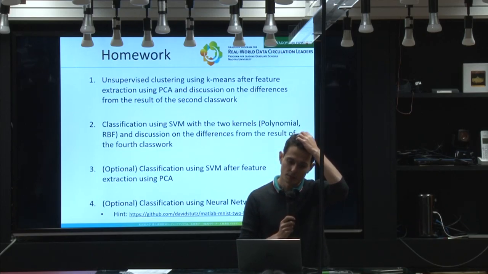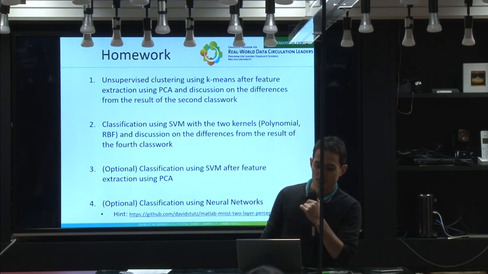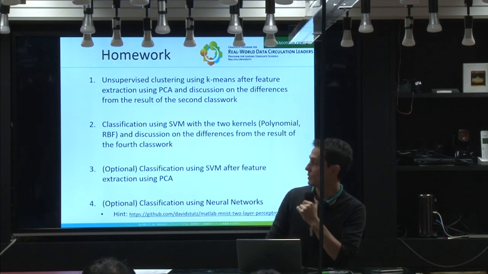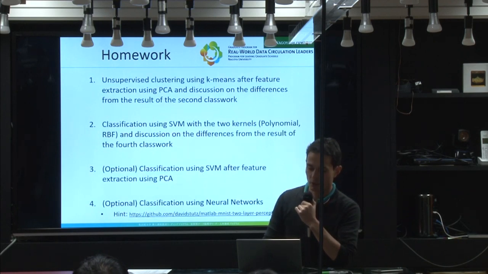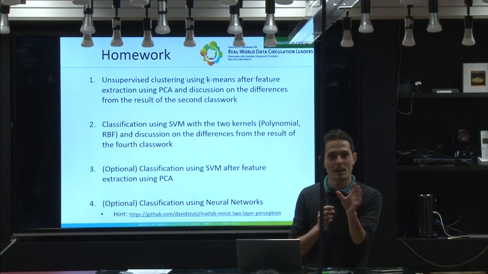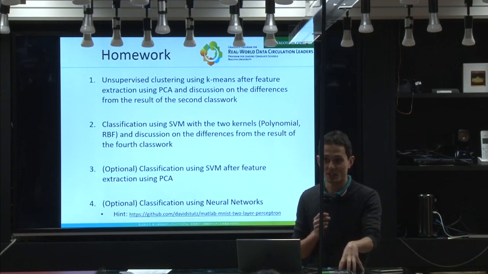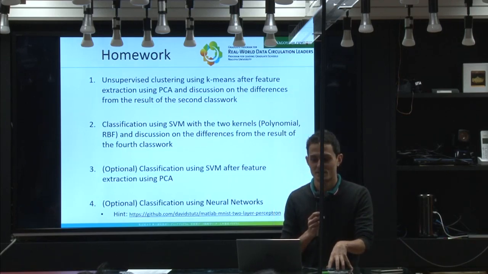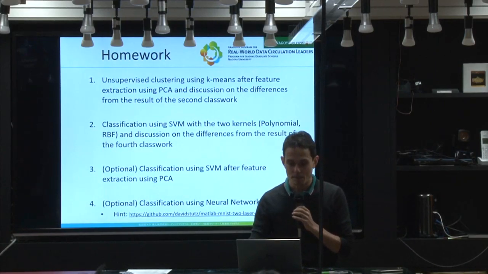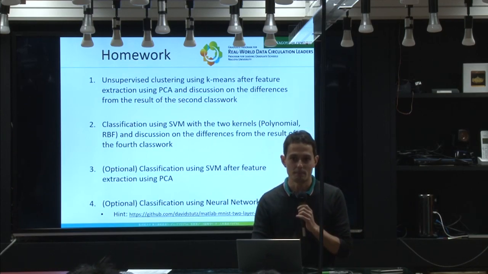So for the homework, you have two questions which you have to do, and two which are a little bit tougher, which are optional. So the first one. You started off with PCA, and then you did k-means. But in actual fact, you'd normally use the output of PCA in order to get better classification results. So you're going to take your PCA results, and then put them into the k-means engine. The second one is just changing the kernels with the SVM to see what kind of results you get.